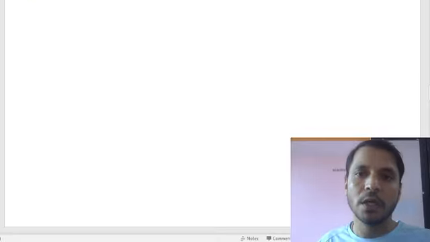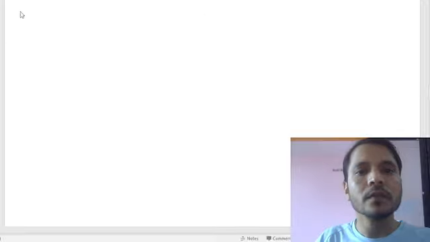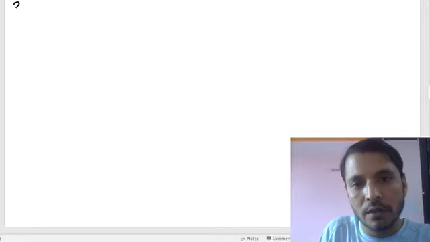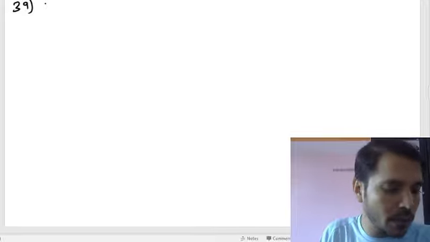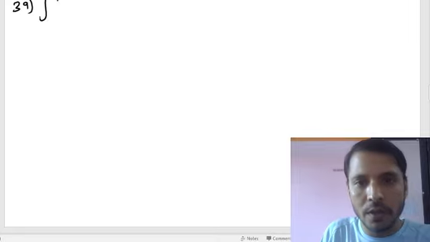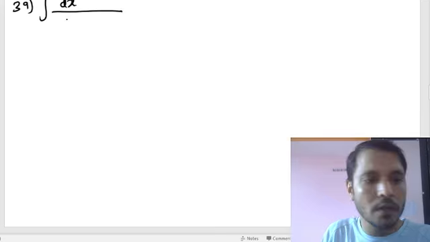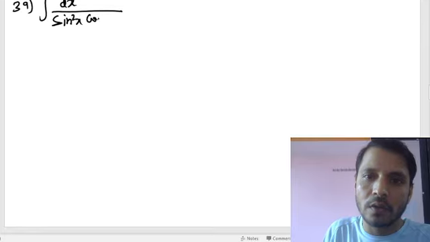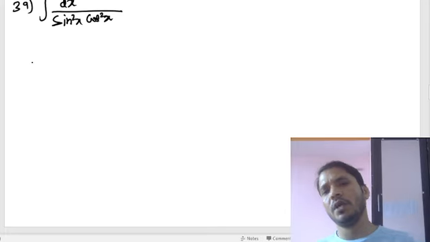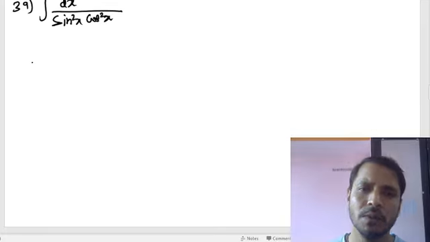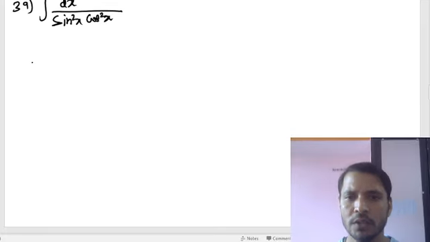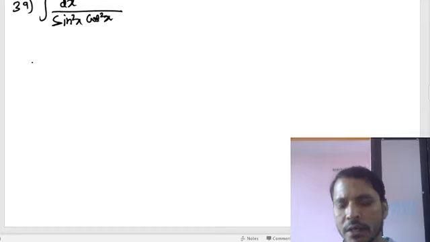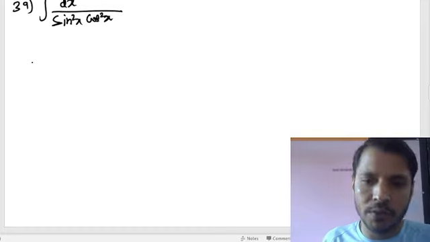Now we'll move to the next question, question number 39. We have given integrate dx upon sine square x into cos square x. How can we do that? Here we have only the denominator part, and the numerator is basically 1. We have to think here, because we cannot apply any substitution directly. We are going to rewrite this expression first.